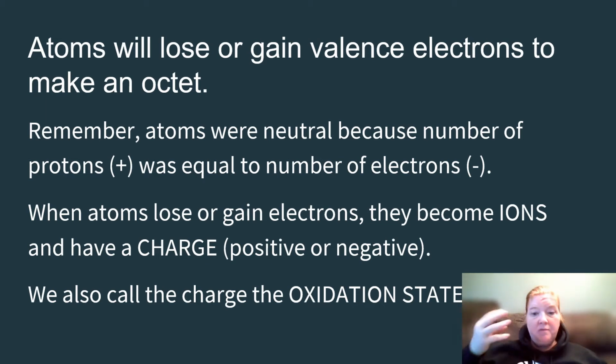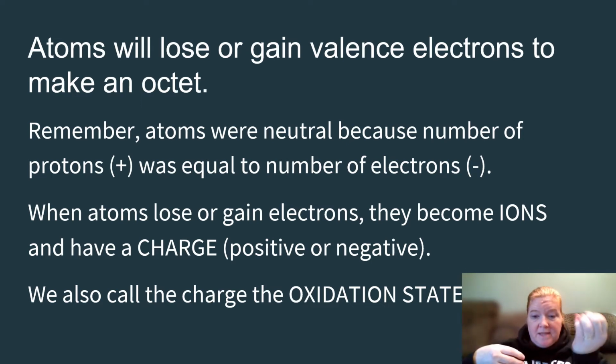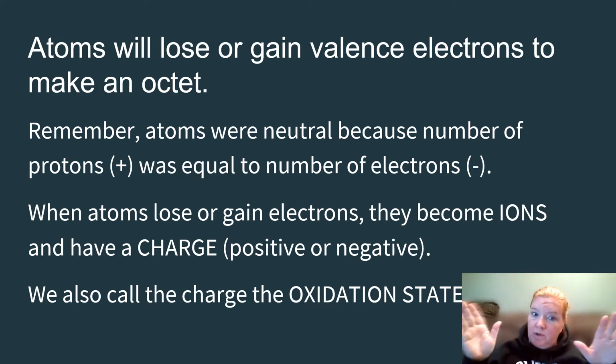But if you remember from before, atoms were neutral because they had the same number of protons with a positive charge and electrons with a negative charge. So they balanced and were neutral. But if they're losing electrons and the number of protons doesn't change, that means they're going to end up with a charge. So if they're gaining or losing electrons, but protons are staying the same, they're going to end up with a charge. And we call this charge the oxidation state. Now you're going to have to be able to do some simple math to figure it out.